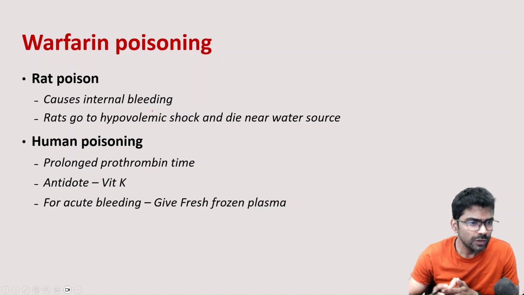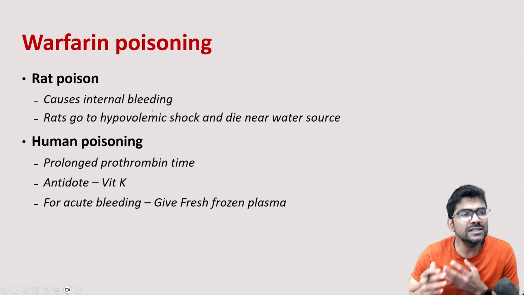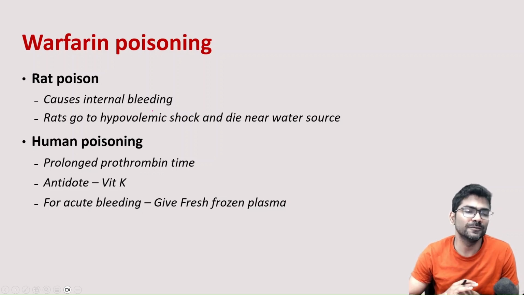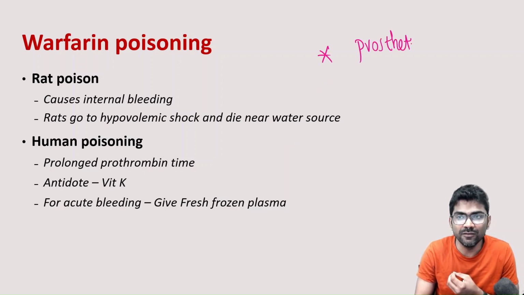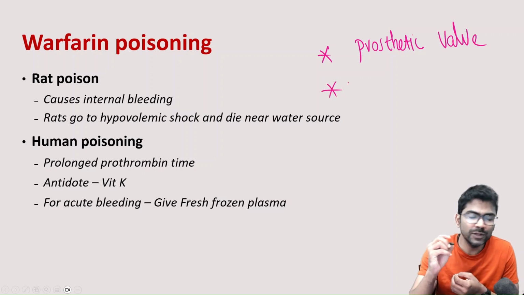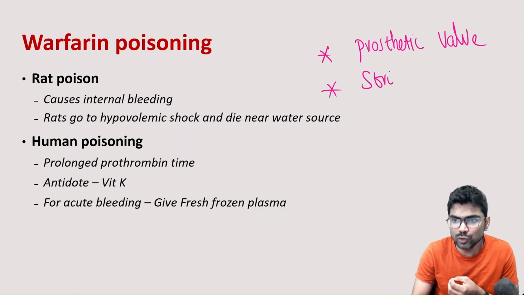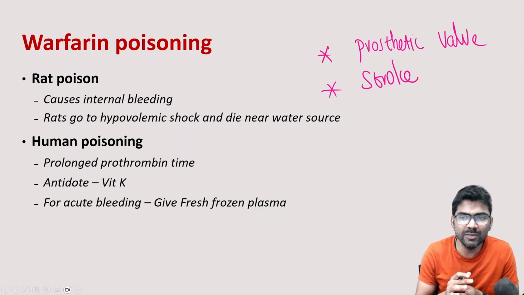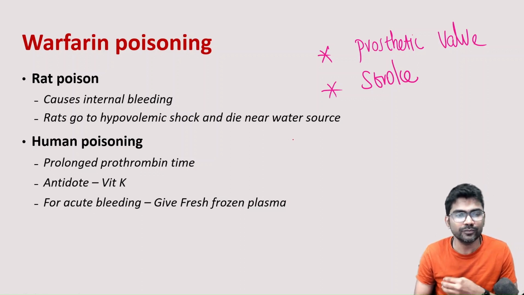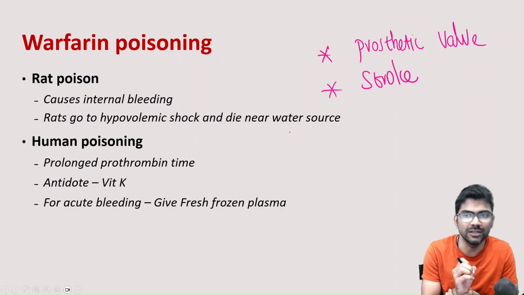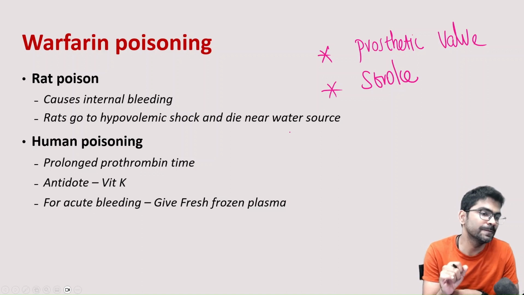What about humans? Why is it used? First of all, warfarin is used in many conditions. For example, people with prosthetic valve, right, to prevent any clot. So it's used. People with stroke, right, transient ischemic attack, stroke. So all these conditions, right. So to prevent clotting, prevent the emboli, so we use warfarin.